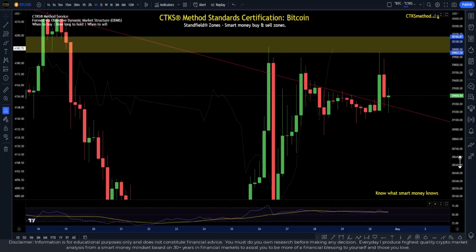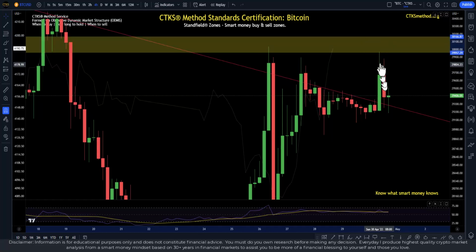Bitcoin is currently $29,405. Bitcoin came up and tapped that smart money sell level from 29,957 to 30,166. It tapped it and retreated. Why did it do that? Because the sellers were there pushing the price down.